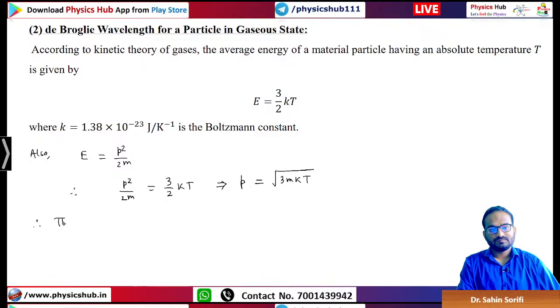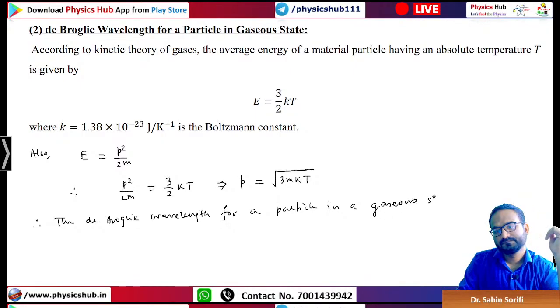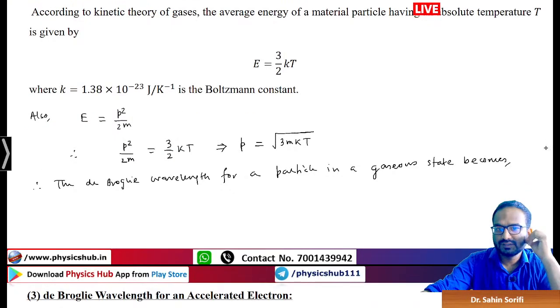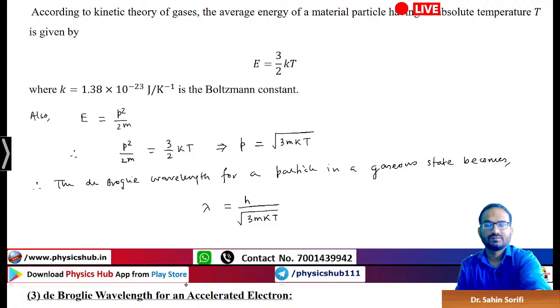Therefore the de Broglie wavelength for a particle in a gaseous state becomes simple. We'll use the de Broglie relation. Lambda is equal to h upon p. P is equal to square root of thrice m kT. So lambda is equal to h by square root of thrice m kT.